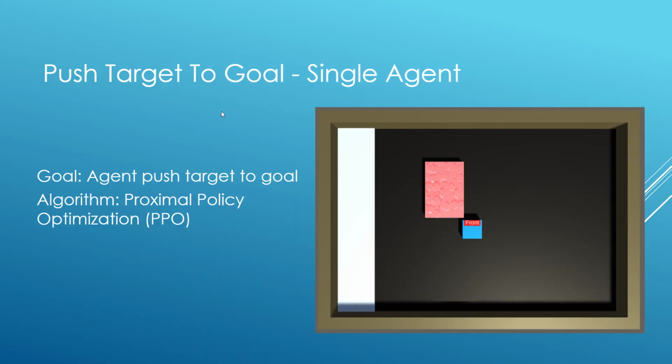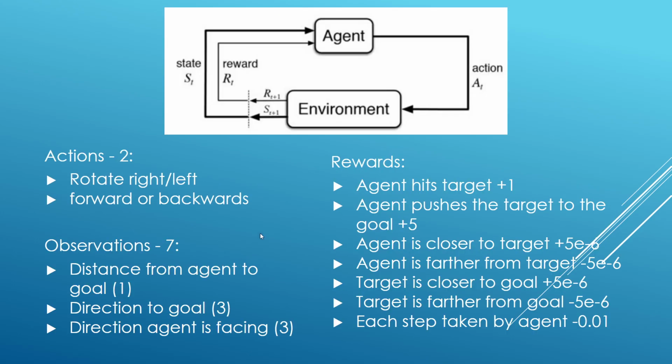Okay, here's my second environment. The goal of this is for the blue agent to push this pink target to the goal area, which is just this white area right here. So same kind of structure, a little bit different rewards. I did put a couple rewards to measure the distance for the agent and the target, from the target to the goal or agent to the goal, and it gets a positive or negative reward depending on those numbers.